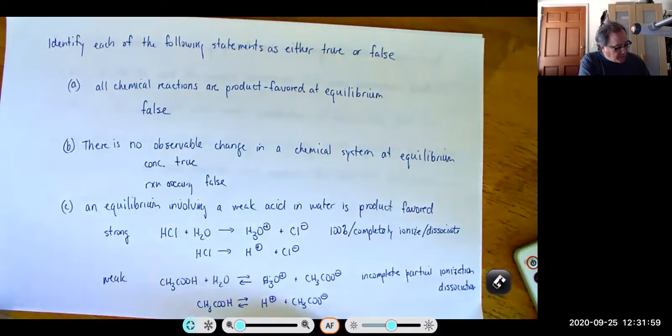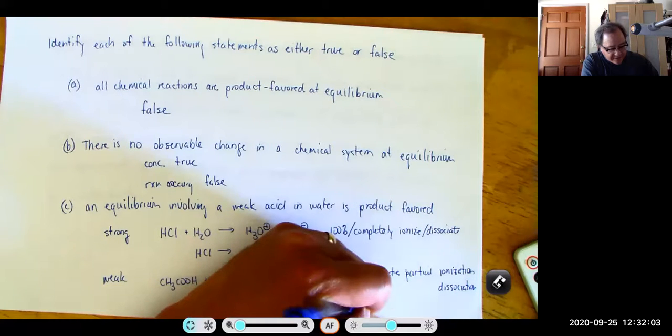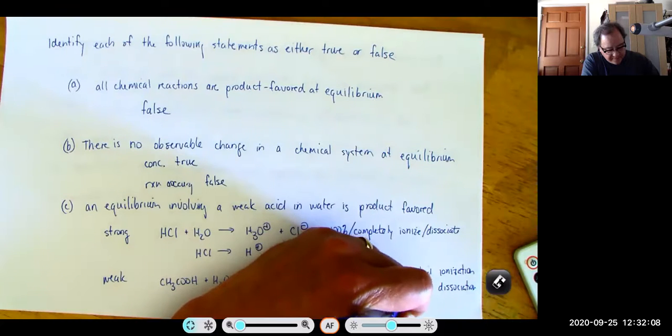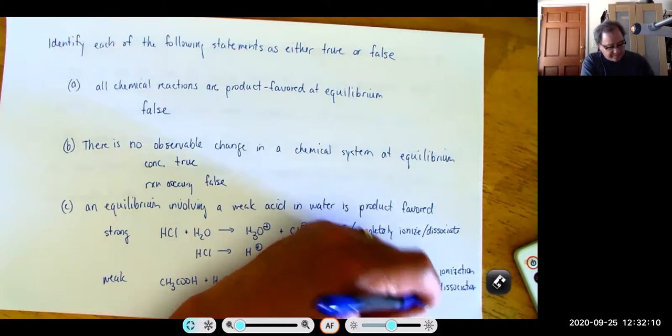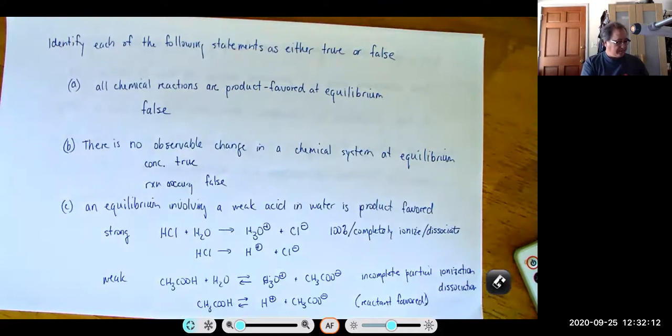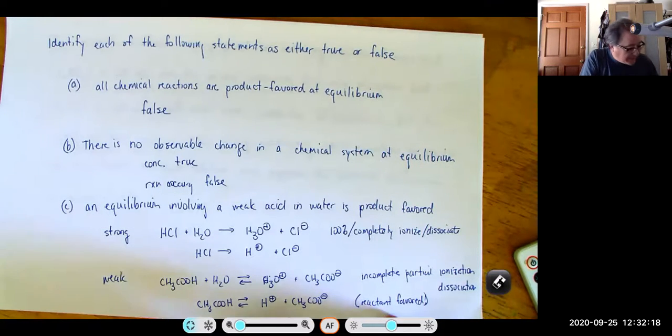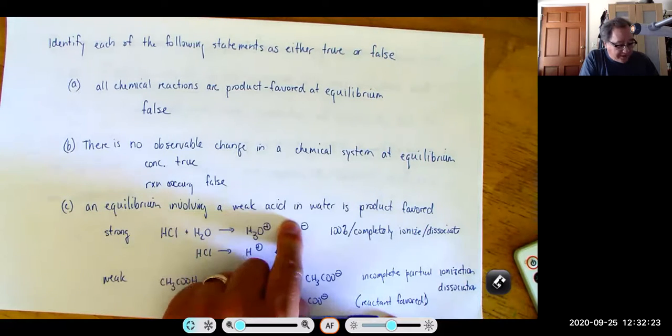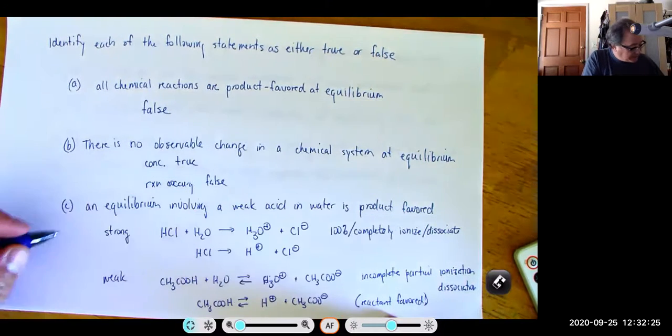Okay, so for a weak acid, weak acids are definitely reactant favored. So now that you know that weak acids are reactant favored, we can answer this. Equilibrium involving a weak acid and water is product favored. False.